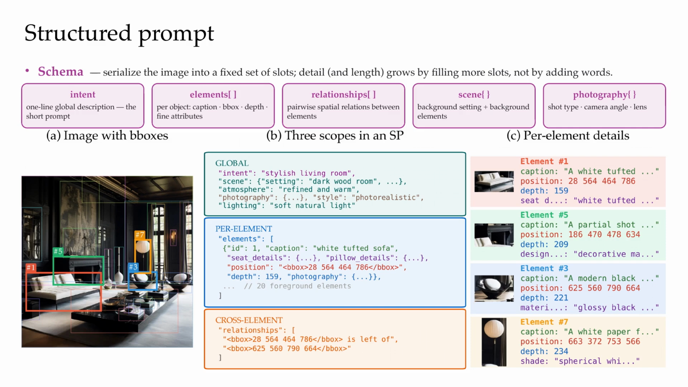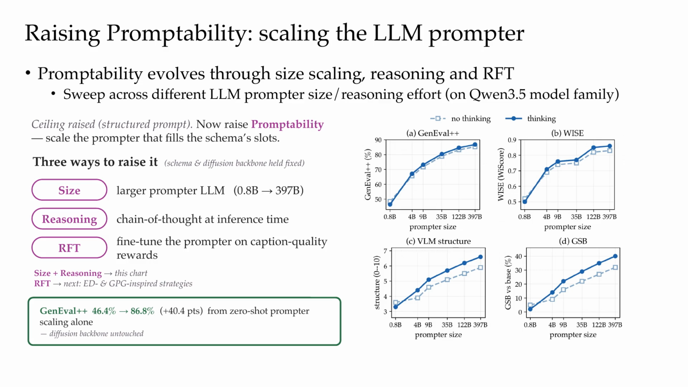Diffusability first. Free-form language saturates. Extra tokens are paraphrase, not new conditioning. So we serialize images into named slots at 3 scopes: global scene and photography, per-element captions with boxes and depth, and cross-element relations. Detail now grows by filling slots, so every added token is a real field value. That raises the ceiling. That's promptability.